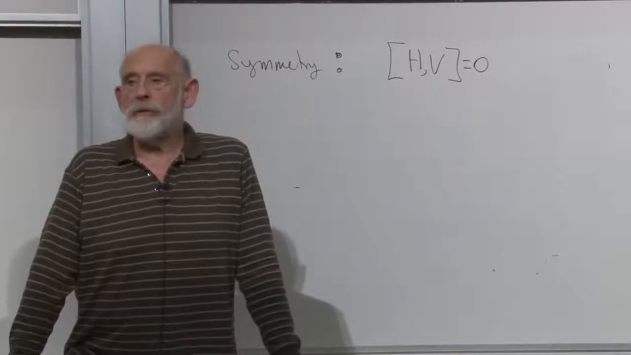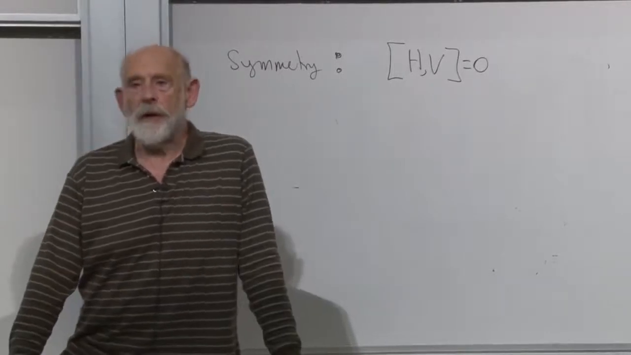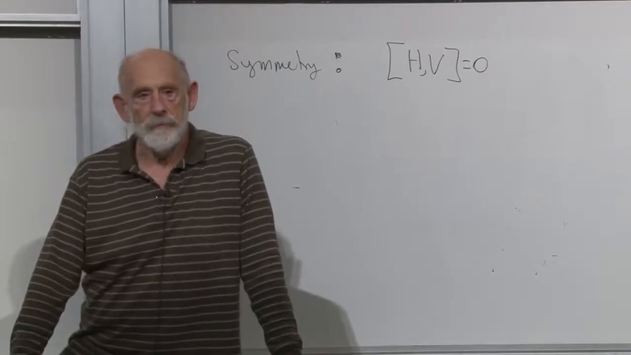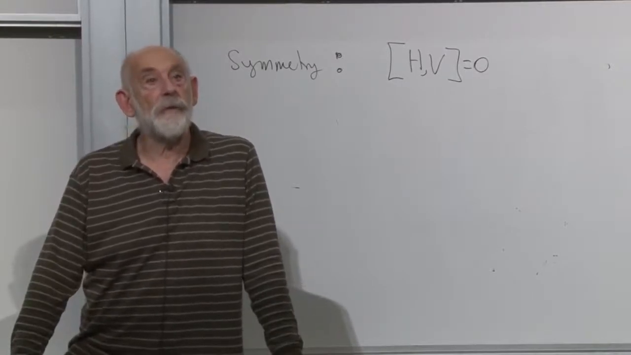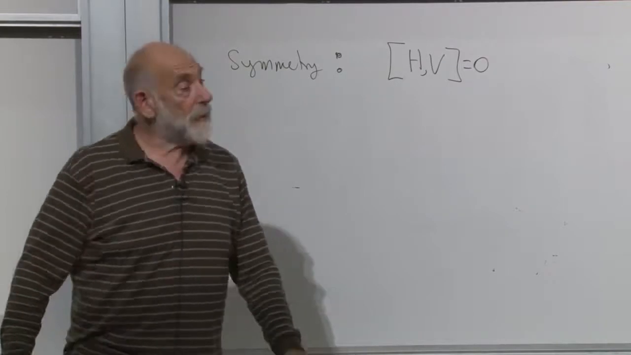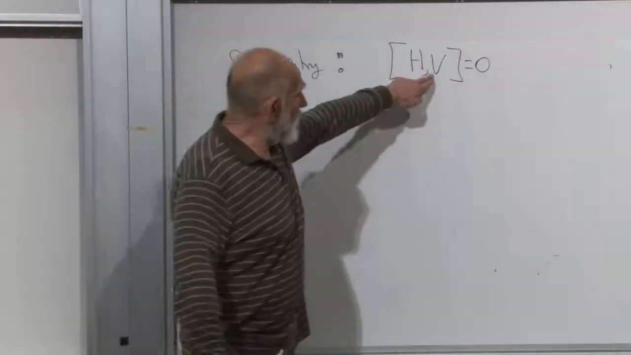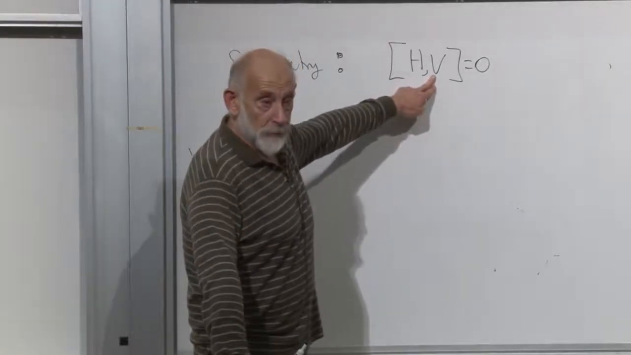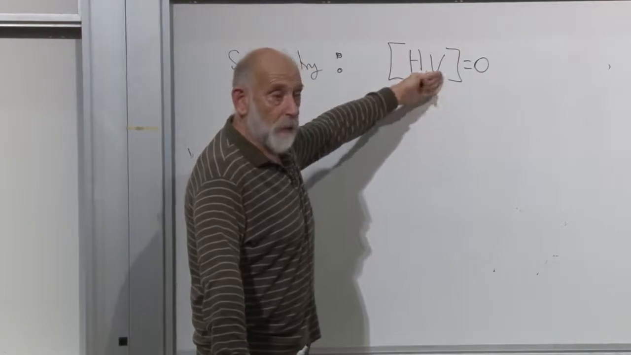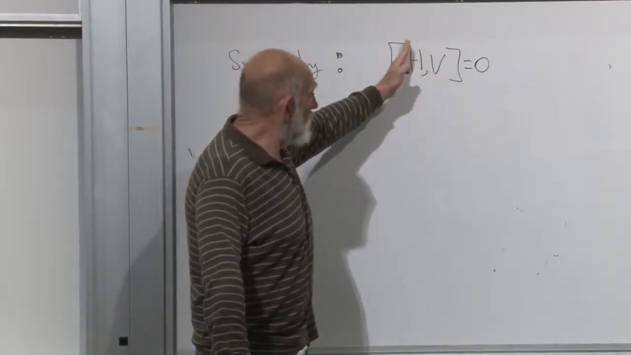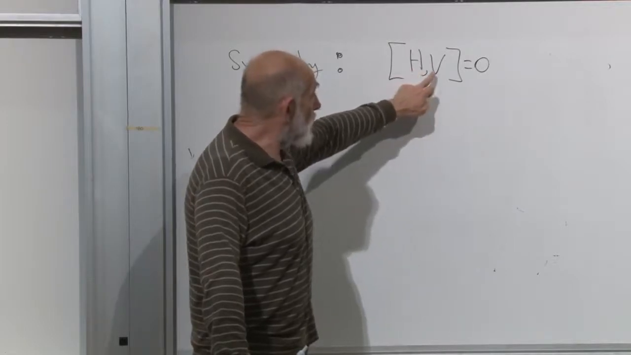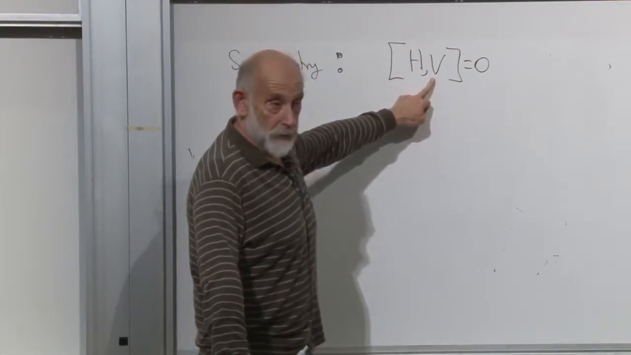Do you remember from two quarters ago what the commutator of a thing with a Hamiltonian is? The time derivative of it. Yeah. So what this says is that whatever the operator V is, it's conserved. Conservation of a certain quantity, in this case V, meaning that it commutes with a Hamiltonian, is the same as saying there's a symmetry.